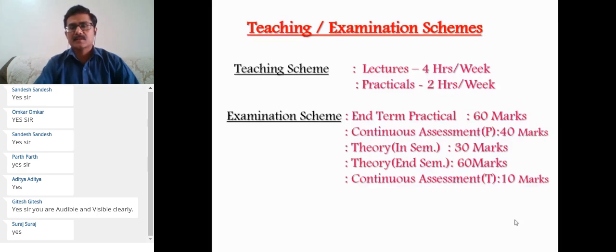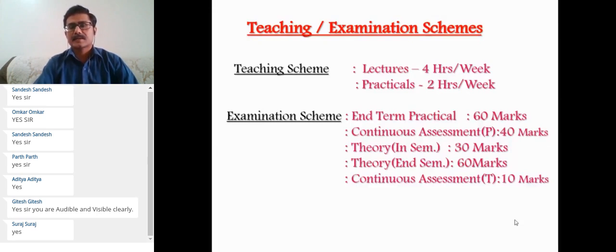This practical examination will also consist of an oral component. So it will be a combination of the oral and practical session, rather than only conducting the practicals. Questions will be asked based upon the practicals and the entire set of practicals that we are conducting in the subject of power plant engineering laboratory. And there is a continuous assessment for the practicals, whose weightage is 40 marks.